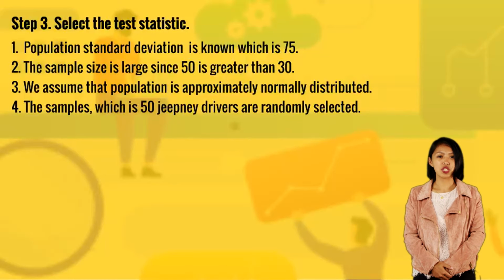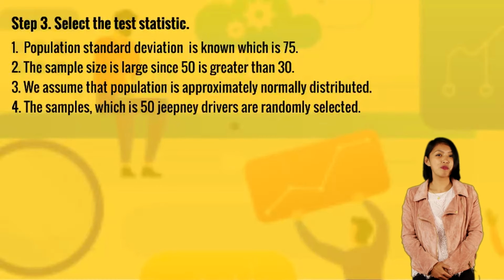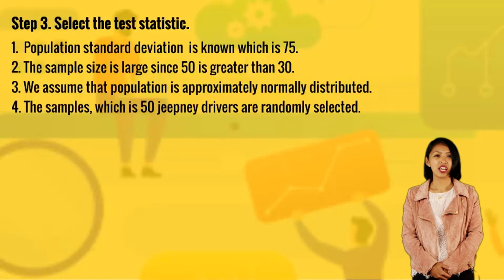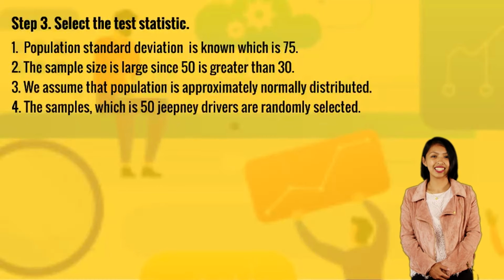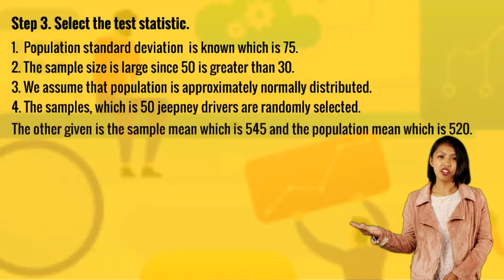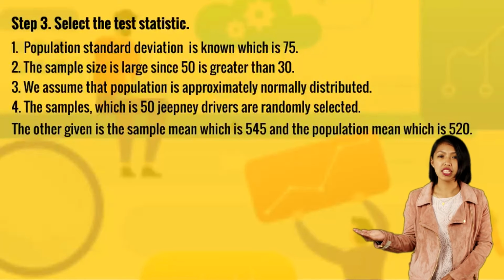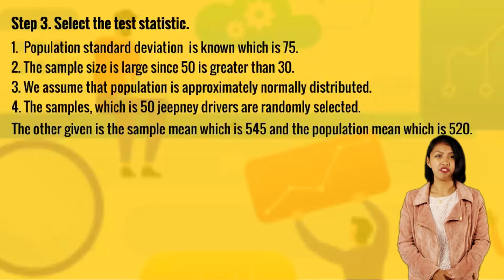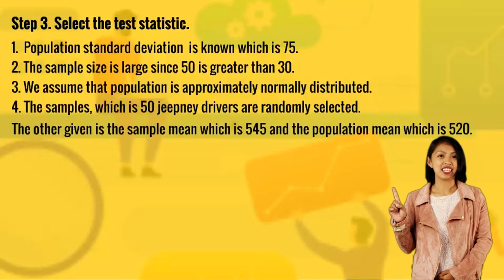1. Population standard deviation is known, which is 75 pesos. The sample size is large since 50 is greater than 30. We assume that the population is approximately normally distributed. The samples, which is 50 jeepney drivers, are randomly selected. The other given is the sample mean, which is 545 pesos, and the population mean, which is 520 pesos. Since we satisfy the assumptions, then Z-test is applied.